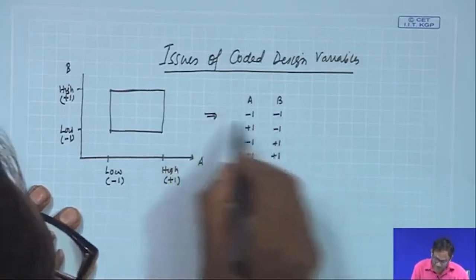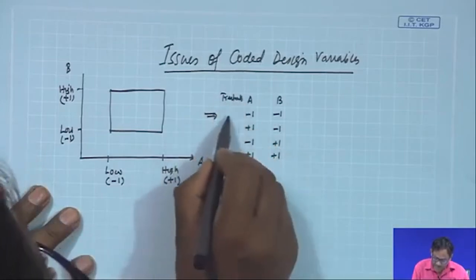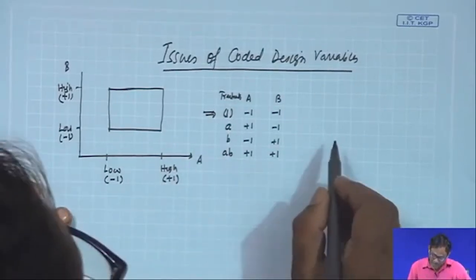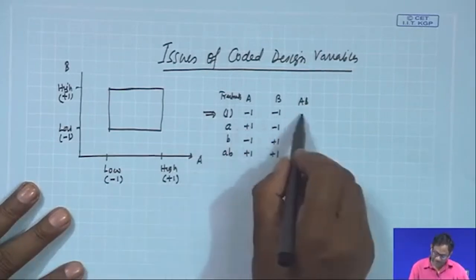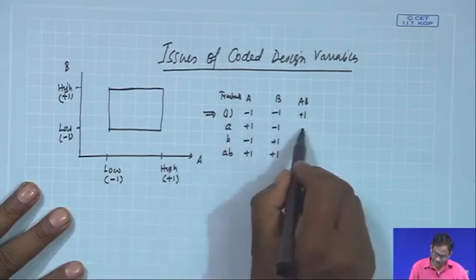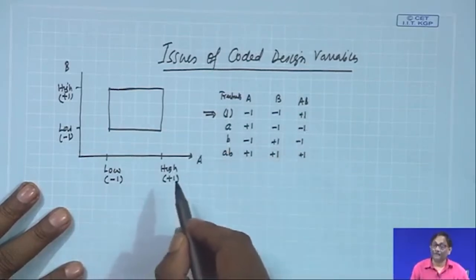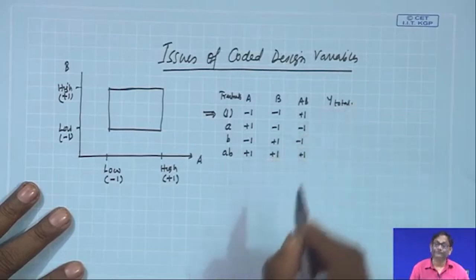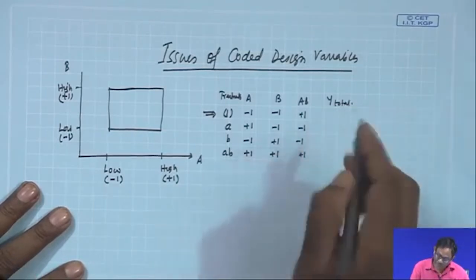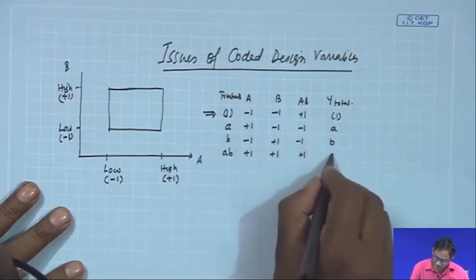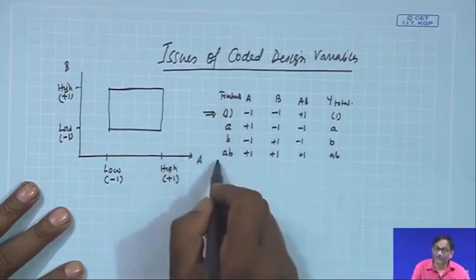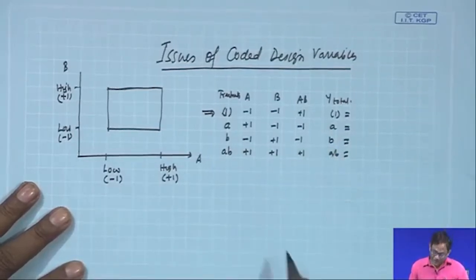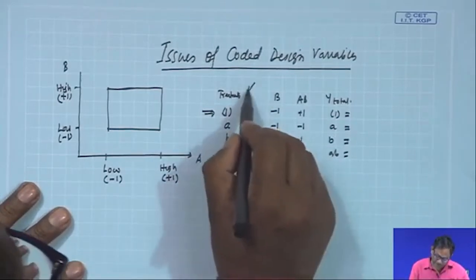And the treatment combinations we denoted like this: 1, A, B, and AB. Obviously, you have created the AB interaction by multiplying column A and column B: plus 1, minus 1, minus 1, plus 1. And then you found the Y value. Actually, we have used Y totals, denoted for the treatment combinations 1, A, B, AB. Here by 1 we meant the total value for that treatment combination. So now see, what about this A and B?